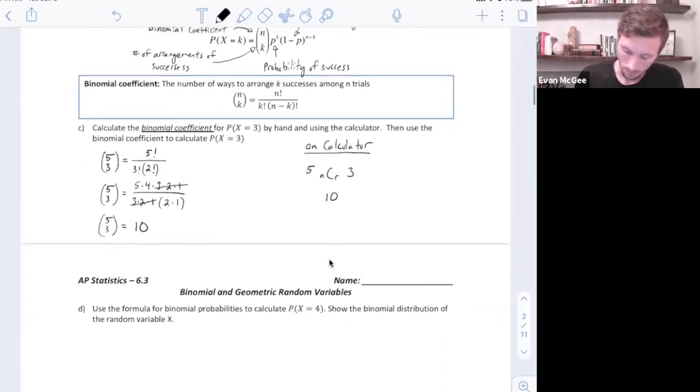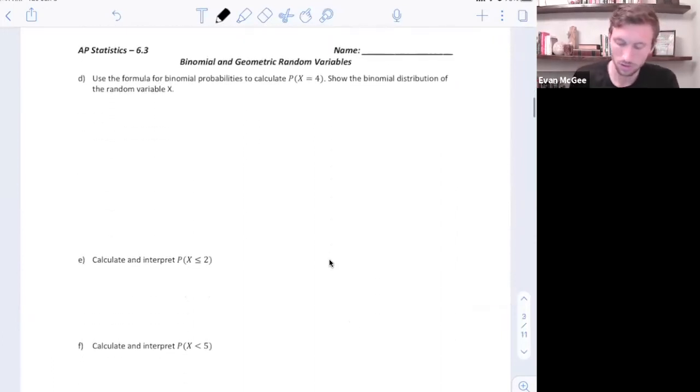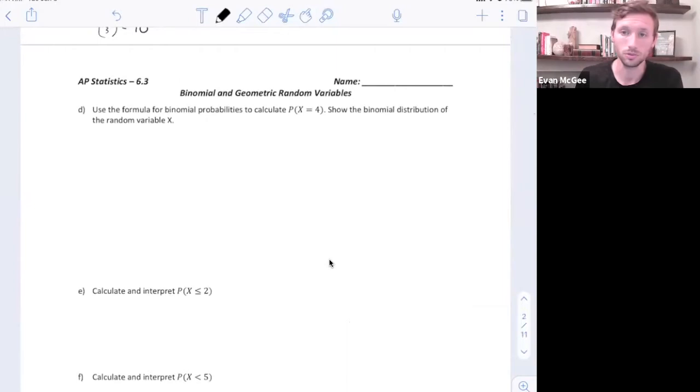So now let's use this binomial coefficient, what we know how to do, and finish this binomial distribution. The binomial distribution just shows all the outcomes and their probabilities, just like a normal probability model. So use the formula to calculate the probability of x being 4 and show the binomial distribution of the random variable x.